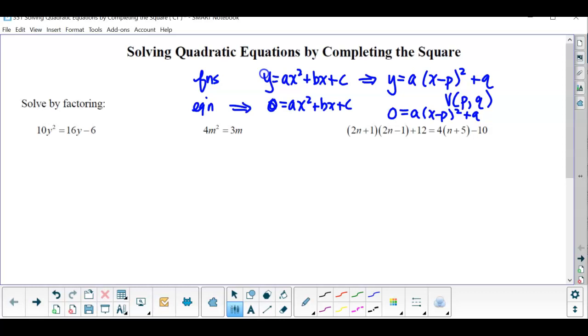In any case, to start today, practice from yesterday: solve by factoring. So the biggest thing is to get one side equal to 0. Expand out any brackets, and remember with this one, do not divide by m. Put everything on one side, no dividing, because you'll lose the solution. I'll give you a couple minutes to work on those.